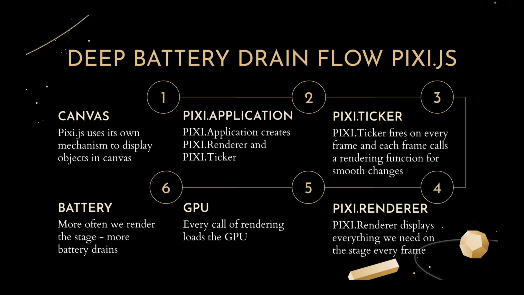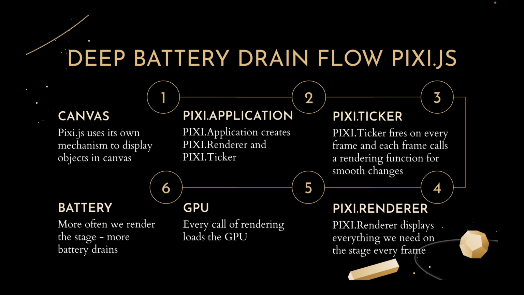Why is it happening especially for Pixi.js? Firstly, all elements that we display are in canvas. They are not simple HTML elements, so Pixi.js uses its own mechanism to display Pixi objects in canvas. Secondly, to start work with Pixi.js, we usually create a Pixi application and add its view as canvas to HTML. Pixi application creates not only the view component, but also PIXI.Renderer and PIXI.Ticker. PIXI.Ticker fires on every frame.